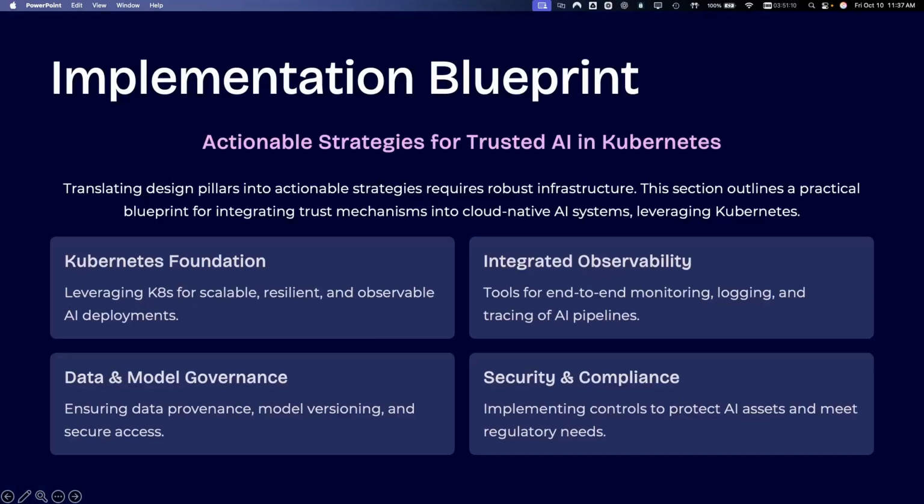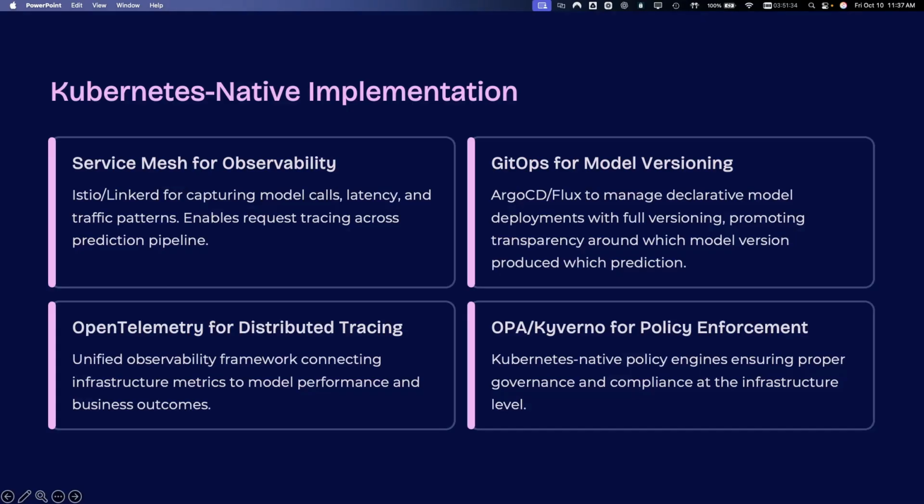Now, let's talk about the implementation blueprint. Let's move from theory to practice. How do we build these trust features? Kubernetes gives us the right foundation. It is scalable, it is observable, and it integrates with most modern CI/CD pipelines. We'll use that as our base Kubernetes implementation. Here's how each pillar maps to Kubernetes tools.